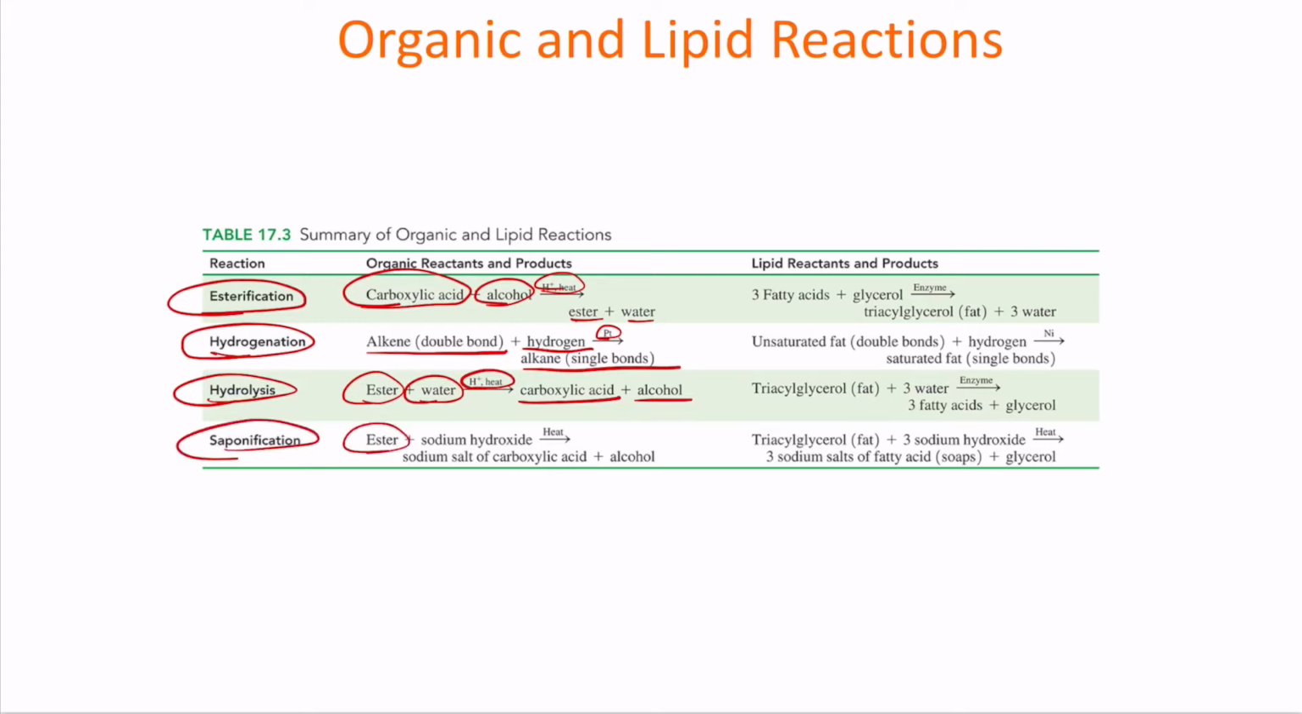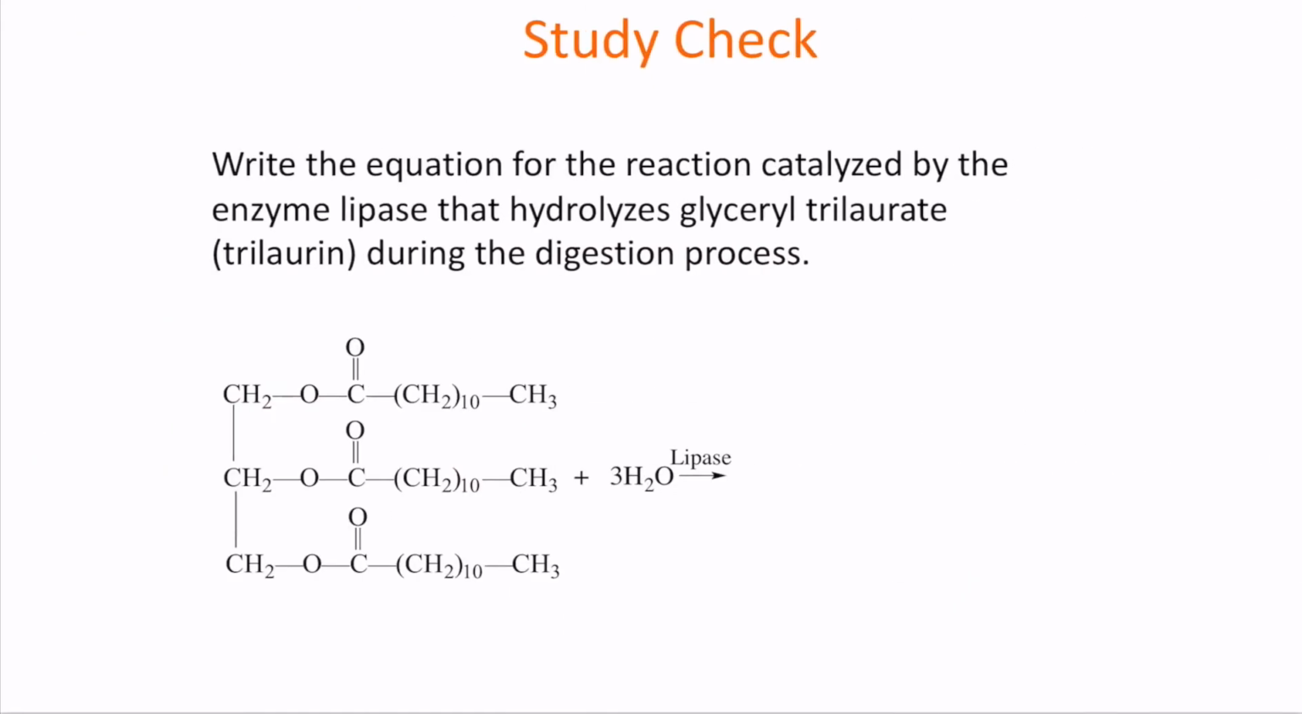Saponification is where we add ester and sodium hydroxide to create a sodium salt of carboxylic acid and alcohol. So these are the reactions that we have. Pause the video right here and try to write the equation for the reaction catalyzed by the enzyme lipase that hydrolyzes glyceryl trilaurate during the digestion process.